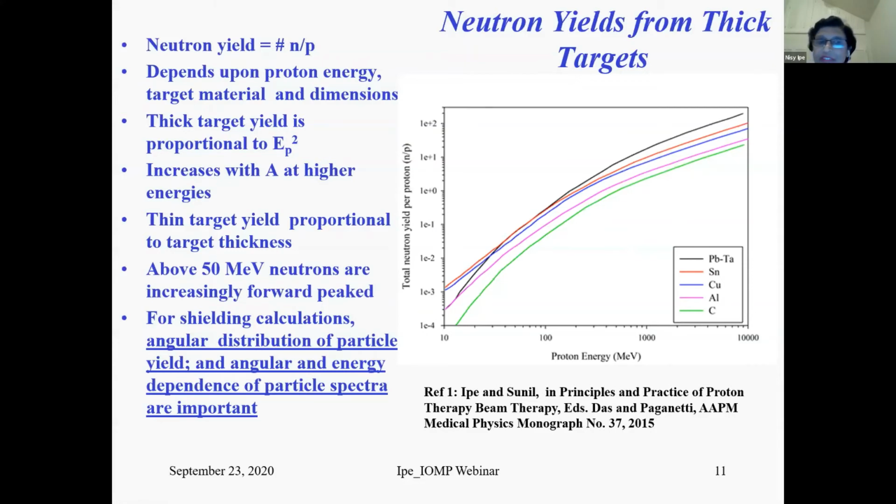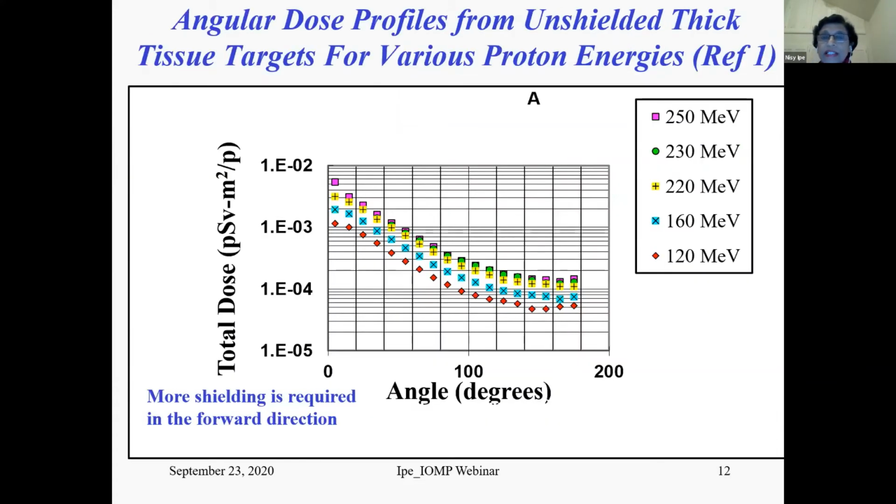So above 50 MeV, these neutrons that are produced are increasingly forward peaked. And for shielding calculations then, it's really the angular distribution of the particle yield and the angular and energy dependence of the particle spectra that are more important than the total yield.